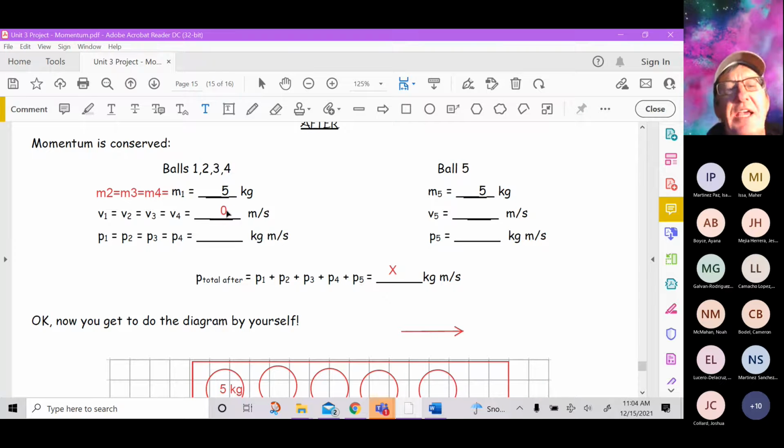Given that these momentums have to be 0, right? Don't these have to be 0? 5 times 0 is 0. Doesn't that mean that this has no momentum? This one has no momentum.